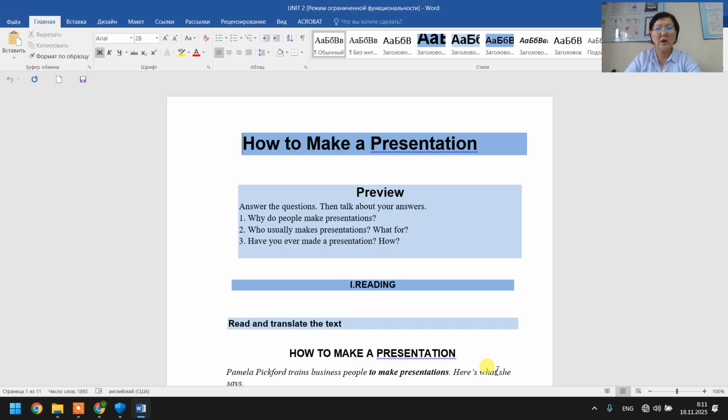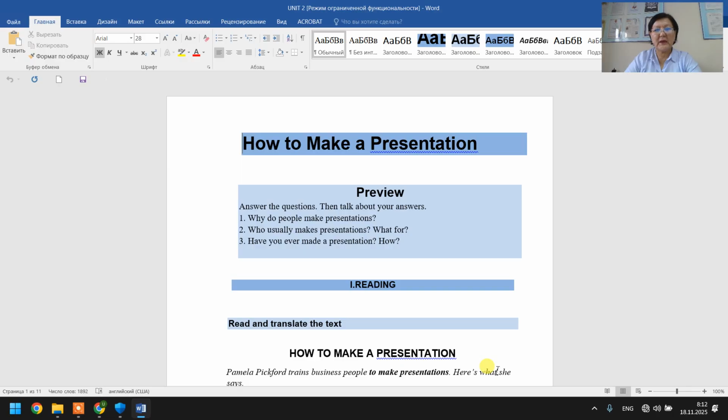Yes, for example, mostly it concerns your business, or, for example, if you're going to defend something, for example the coursework or the presentation. It doesn't matter what we are going to present, but people make presentations in order to show, for example, the process of work. Who usually makes presentations and what for, and have you ever made a presentation and how?